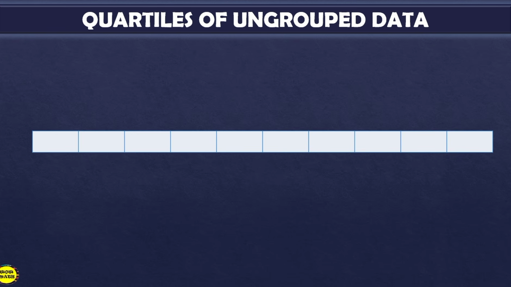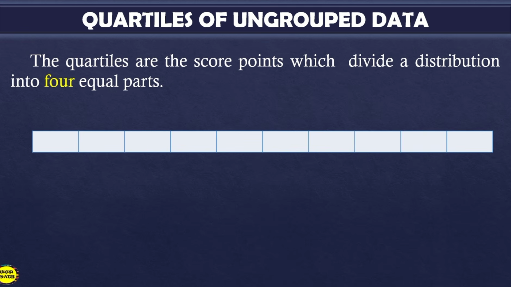To compute the quartiles of ungrouped data, when you say quartiles, class, it is the score points which divide a distribution into 4 equal parts. So for example, meron tayong 10 distribution dito. So this one is the quartile 2. Yung quartile 2 natin, yan yung pinaka middle value ng distribution. So ibig sabihin, that is 50% of the distribution.